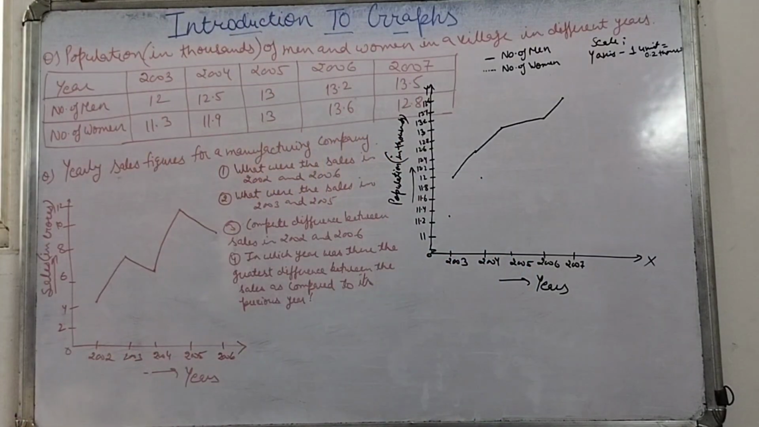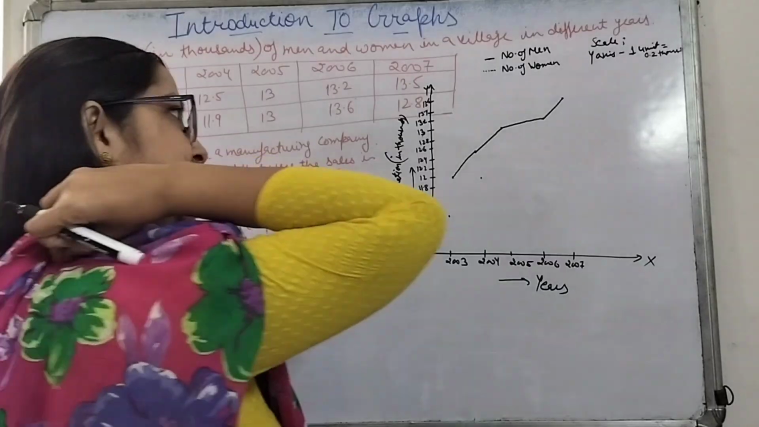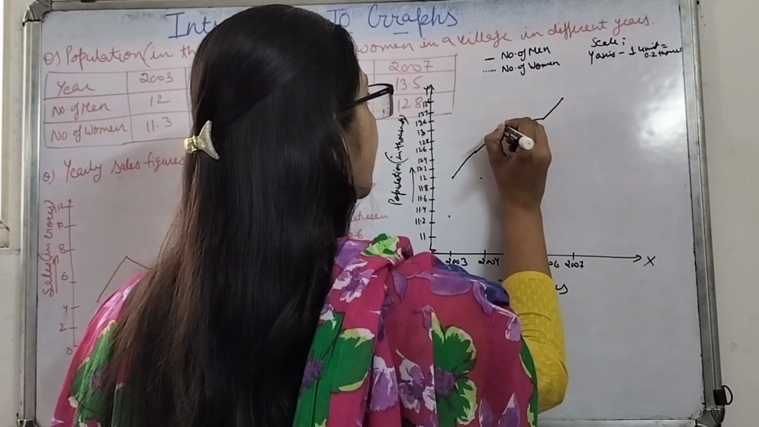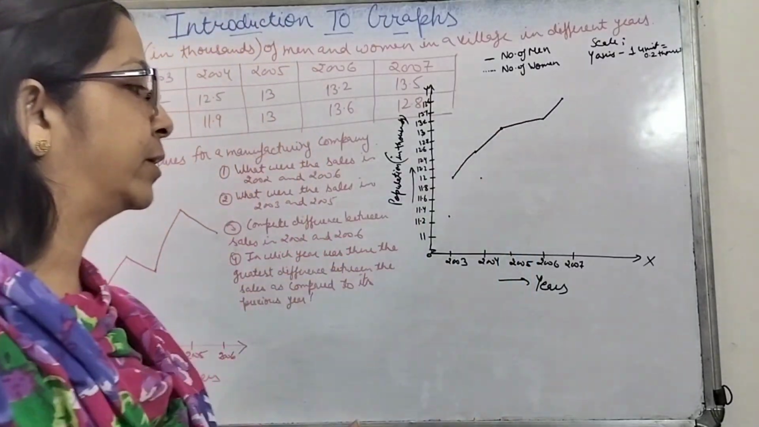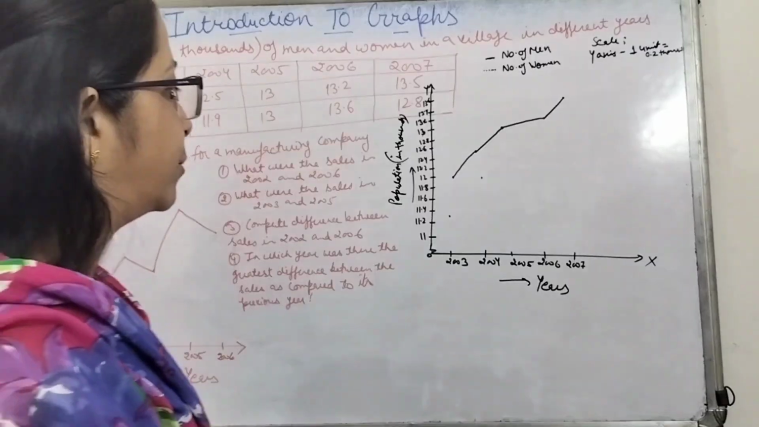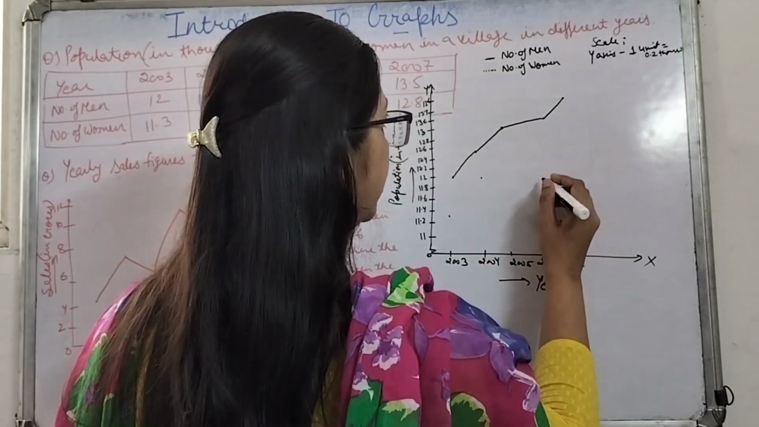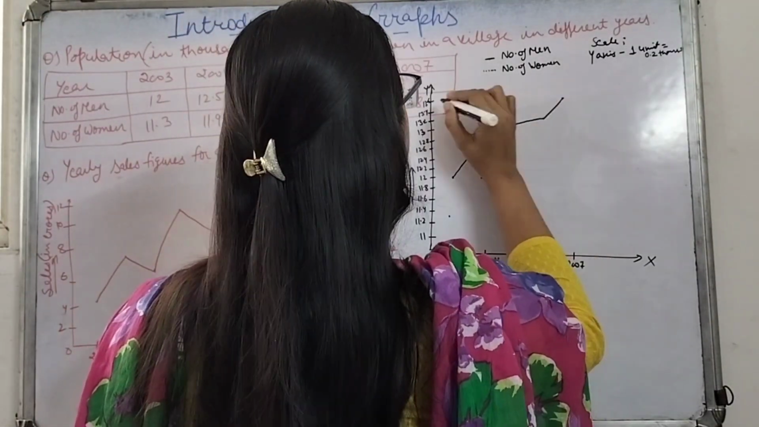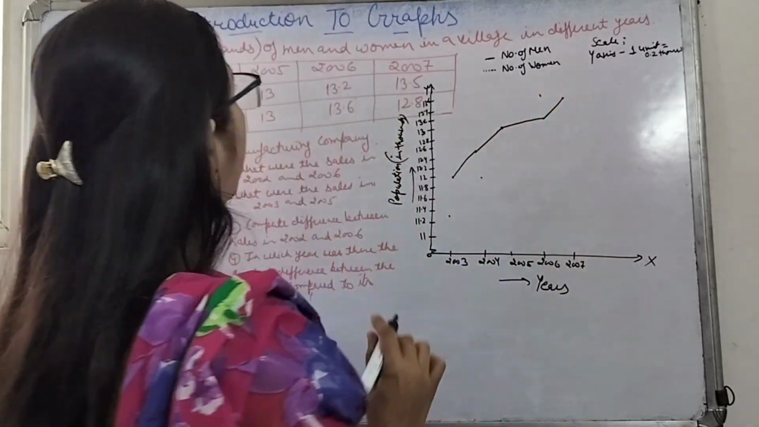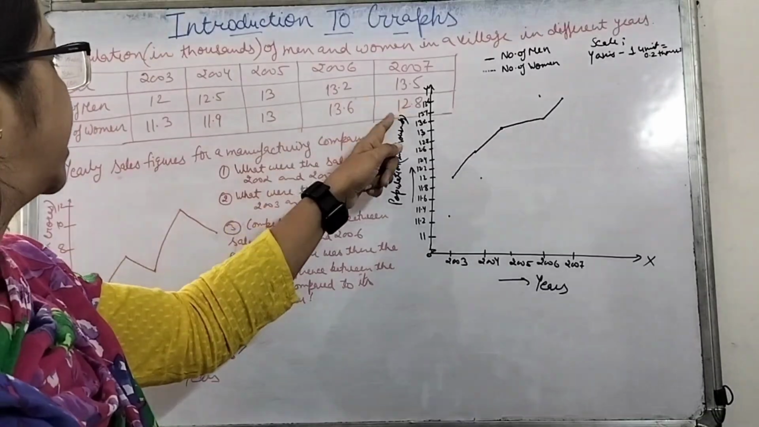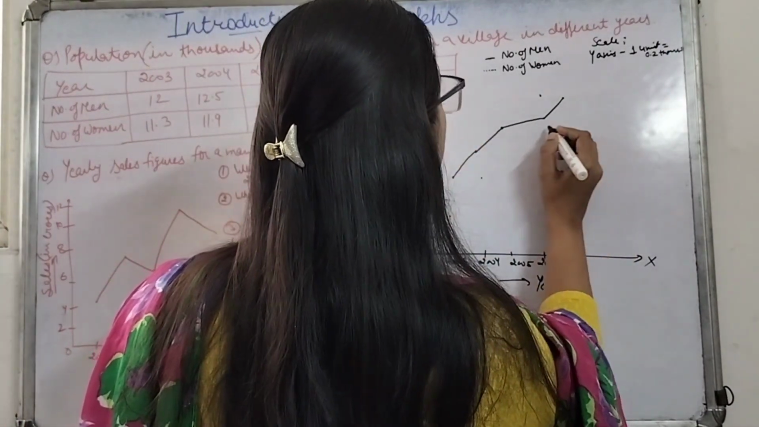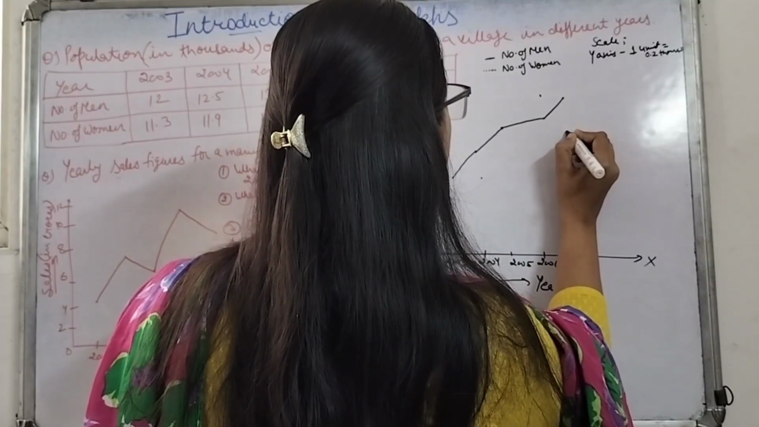Now for the year 2005, it is 13,000. It is exactly the same as the population for men. So this will be the same for men and for women for the year 2005, this point. Now for the year 2006, it is 13.6. So 2006, it is 13.6, which is here. This is 13.6. And in the year 2007, it is 12.8. So 2007, this will be 12.8.